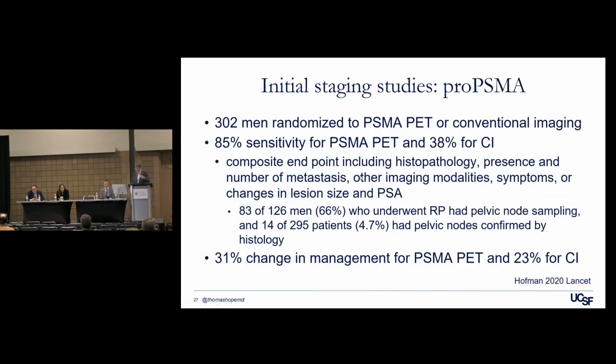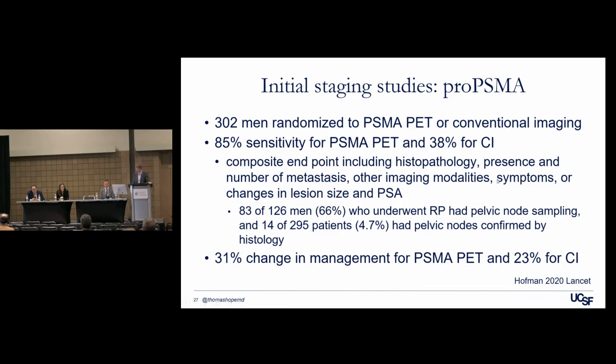There's also the PRO-PSMA study. This is a randomized trial out of Australia where they took men with initial staging and randomized them to get either CT and bone scan or PSMA PET up front and then crossed over to see how CT and bone scan compared to each other. The take-home point here is that this bottom bullet point, 31% of patients had a change in management with PSMA PET compared to 23%.